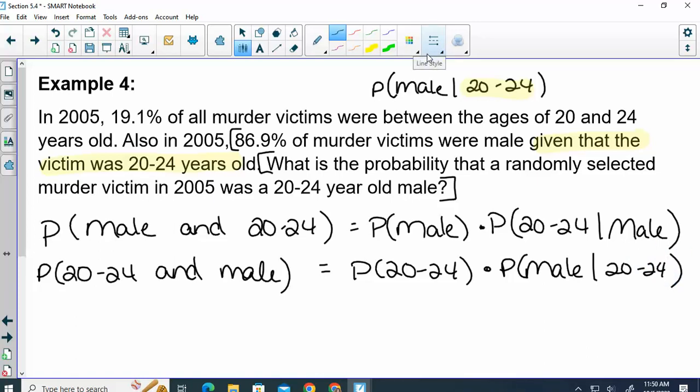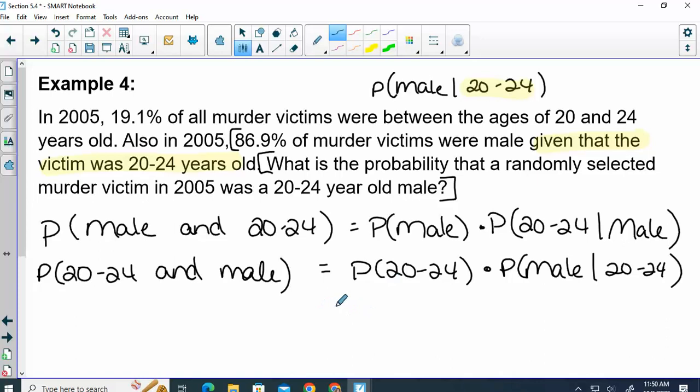Yes. So you have to be a little bit careful with these ands. You're multiplying by a conditional probability. So you have to think about which conditional probability I gave you in the problem. But we know we can flip the first and second things. So we could technically use either of these, but I need to use the second one because the condition that I gave you was the 20 to 24.